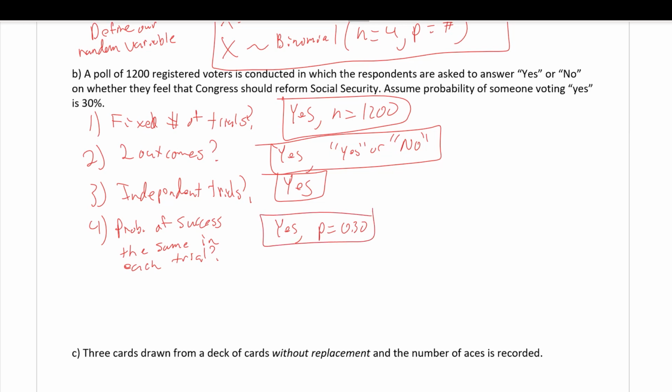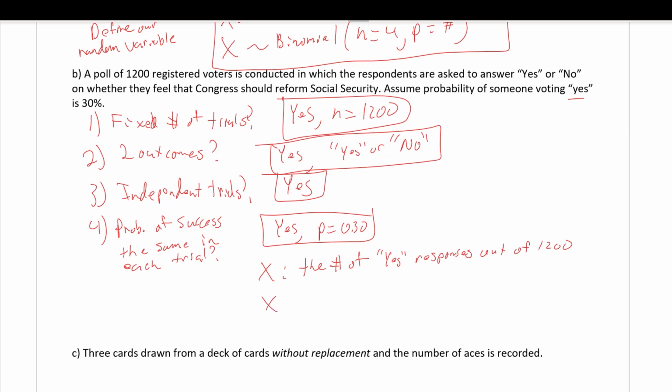Okay, again, we have 4 yeses. So let's define our random variable here. X is going to be, we're interested, they give us the probability for somebody voting yes. So let's go with that. The number of yes responses out of 1,200. And these yes responses can be from 0 all the way up to 1,200, right? X can range anywhere between there.